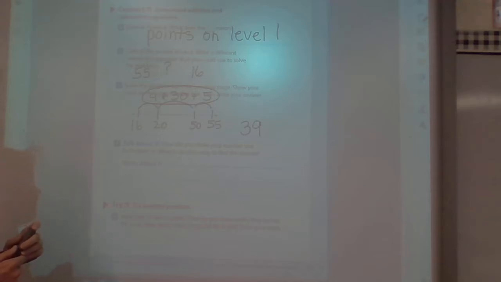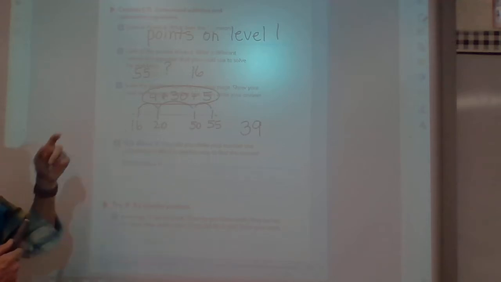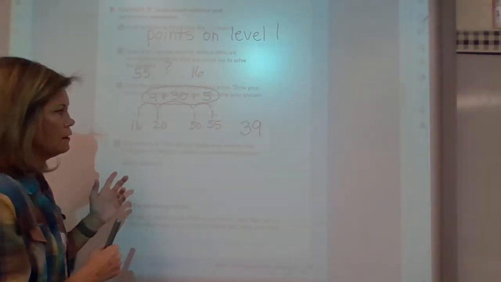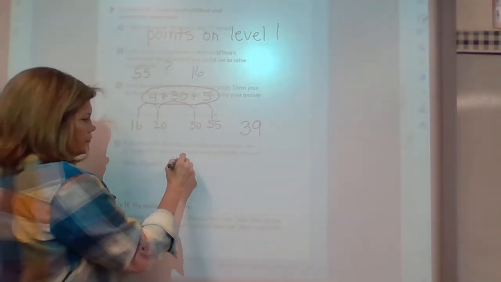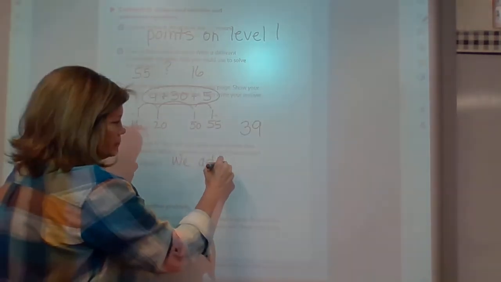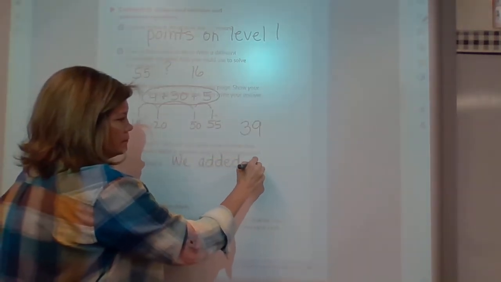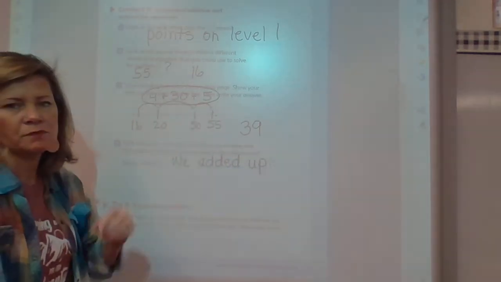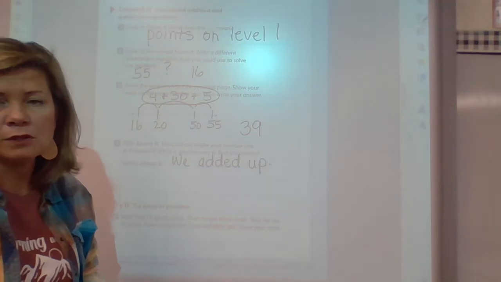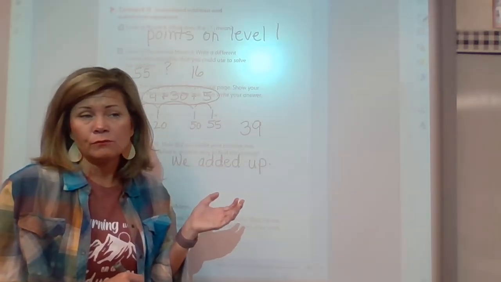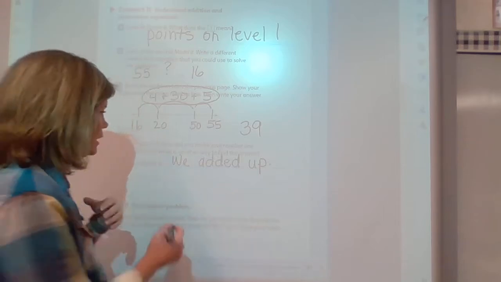How did you make your number line in problem 4? How do we make that? What's another way to find the answer? How do we make our number line? Well, we added up on our number line. Okay, because we went from 16 and then we just kept adding up until we got to 55. That's what we did on our number line. Well, if you don't add up, what can you do? You can make a subtraction problem, okay?